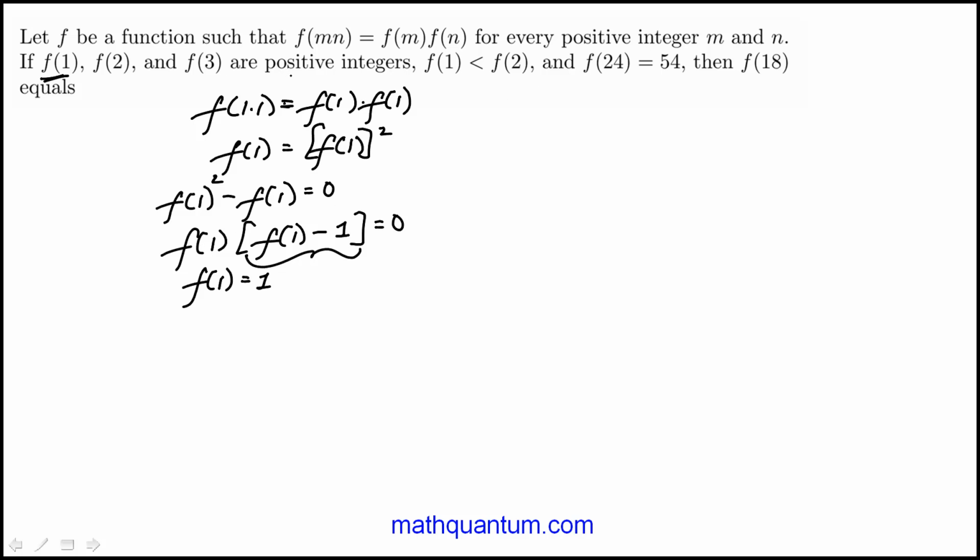Why? Because these are all positive integers, so that can't be 0. That means only this piece. So how does that help us? Well, that puts this condition that f of 2 has to be greater than 1.